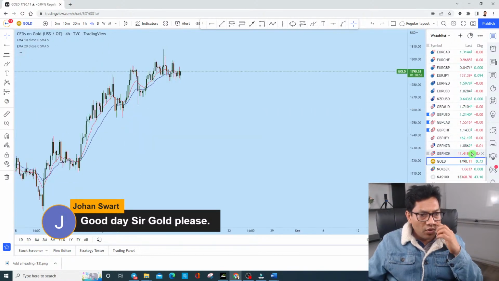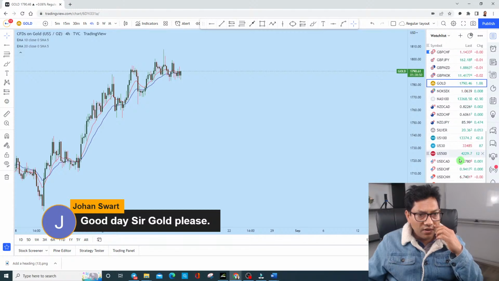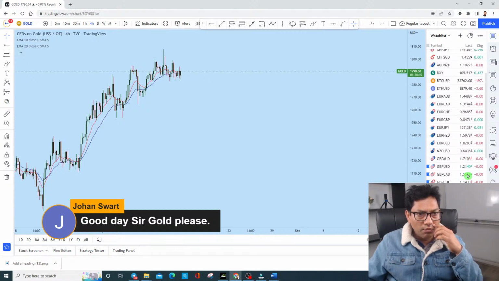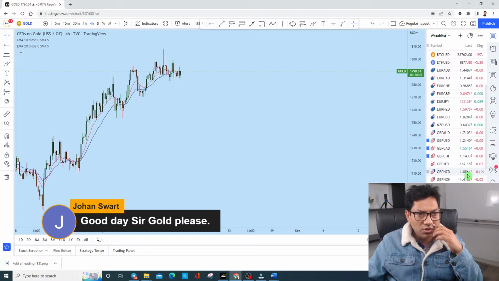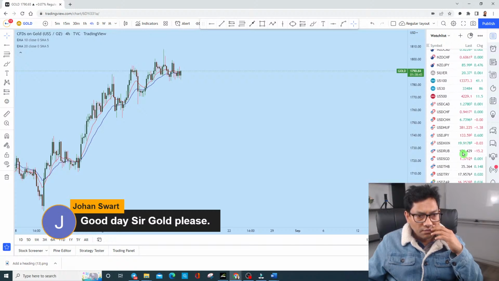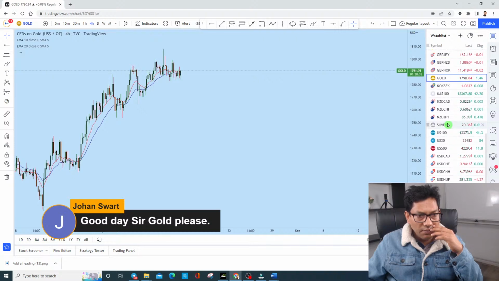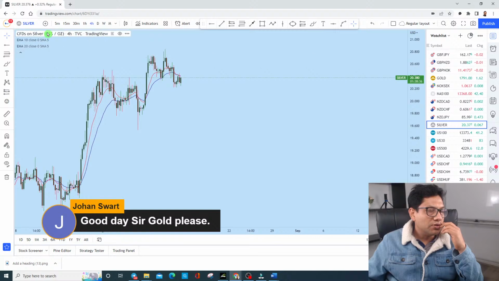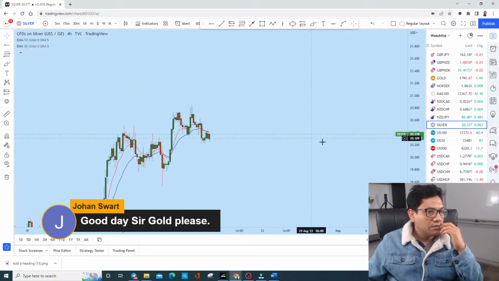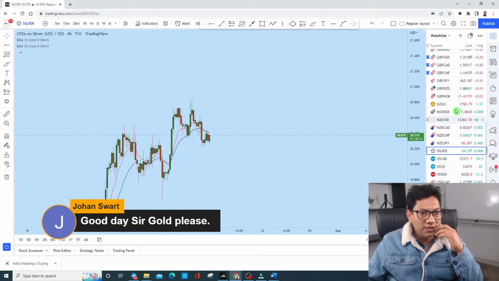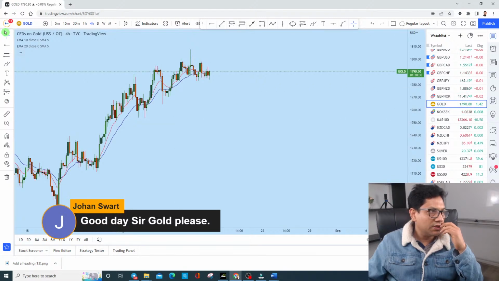Okay, guys and girls, let's look now at some of the pairs such as gold. Before gold, I saw that silver was giving a bit more bearish price action early today. I also posted an analysis. Let me look at the silver. Okay, so silver is showing the same thing, they follow each other, gold and silver.